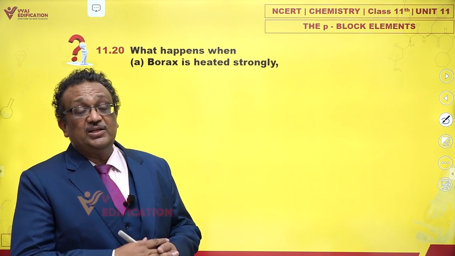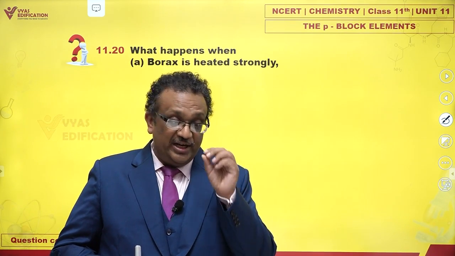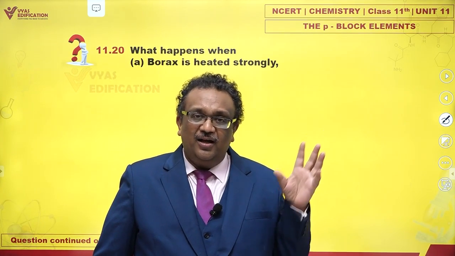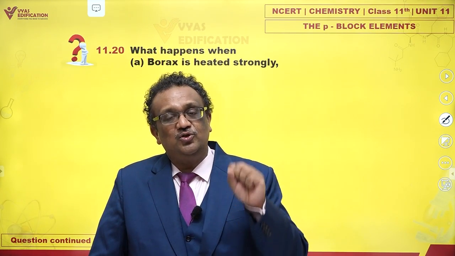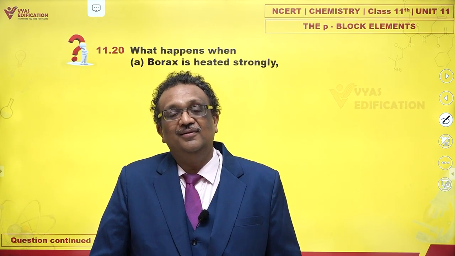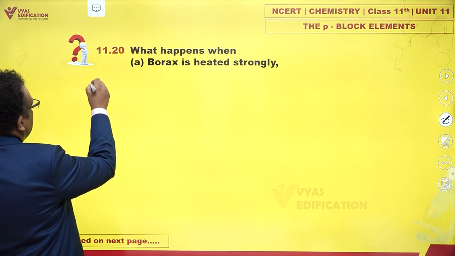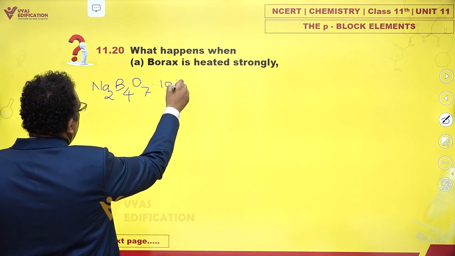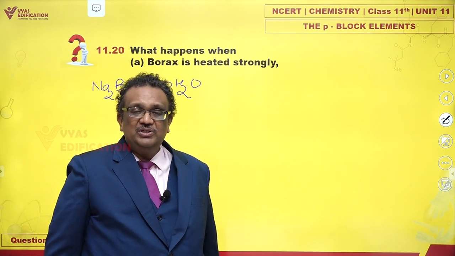What happens when borax is heated strongly? First of all, if you take a small piece of borax and heat it, it swells like popcorn. And if you keep on heating it, ultimately it contracts, and when it contracts, it collapses to a glass-like, beautiful, transparent bead. First of all, you should know what borax is. Borax is Na2B4O7.10H2O. Notice that 2, 4, 7, 10 are in ascending order, the numbers.